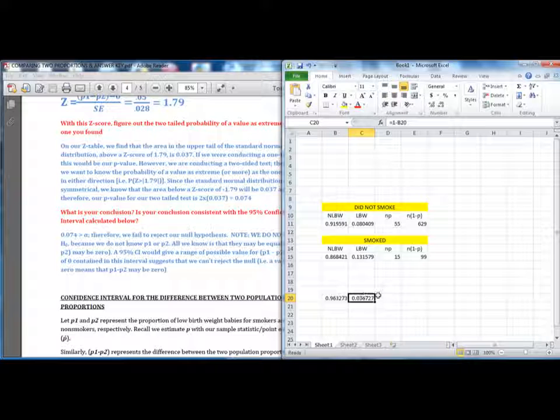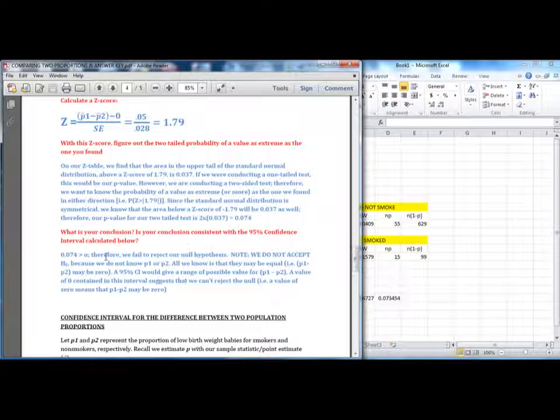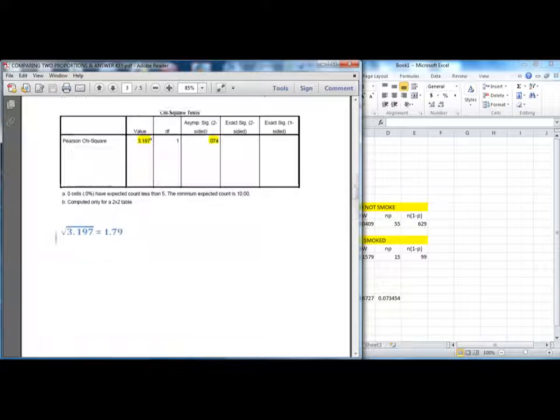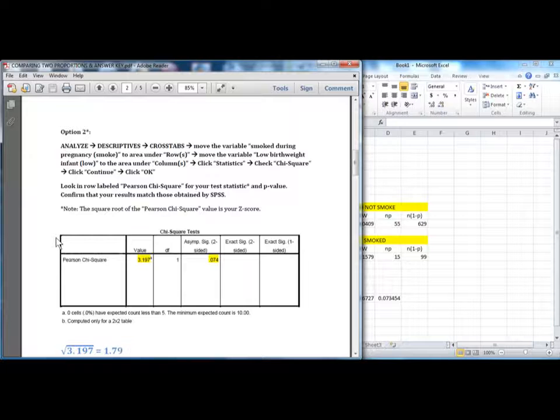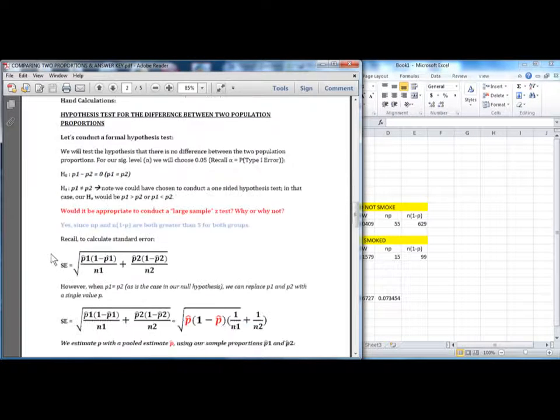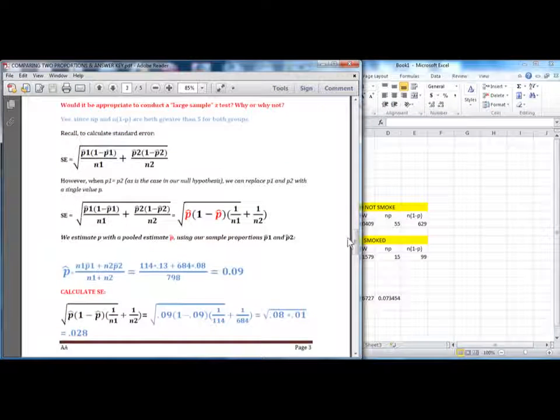We're doing a two-tail test. So what are we going to do? Multiply this value by 2 to get 0.073454, which is basically 0.074, which we got in our SPSS output.